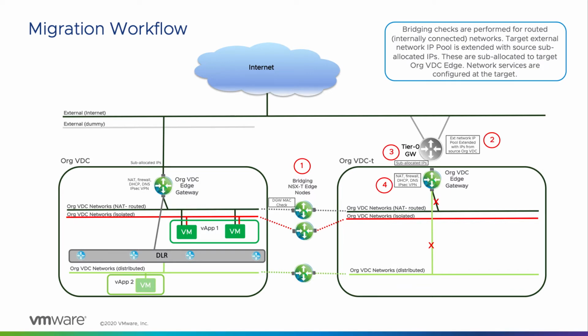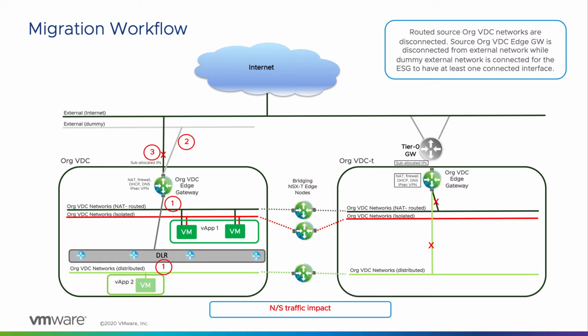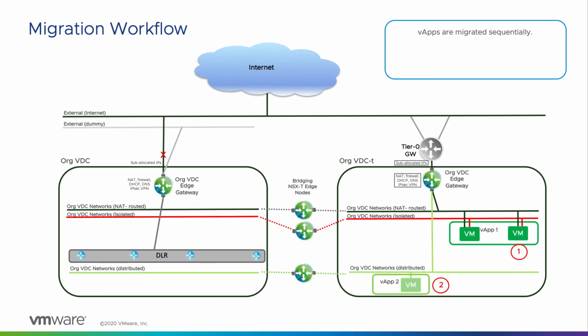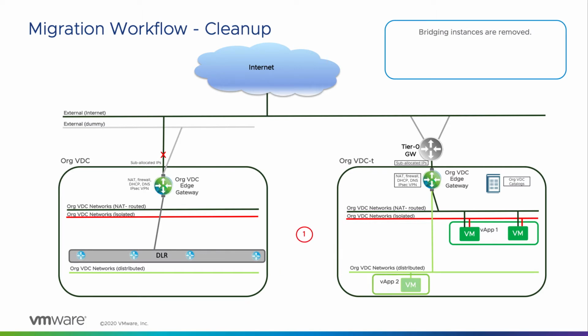Once everything is ready, the migration tool switches north-south traffic to the target VDC. L2 bridging created in the previous step maintains east-west traffic. At this moment, the workload migration can start. vApps are migrated sequentially using vMotion and storage vMotion if required. I know I can proceed with migration confidently as my pre-check was successful.